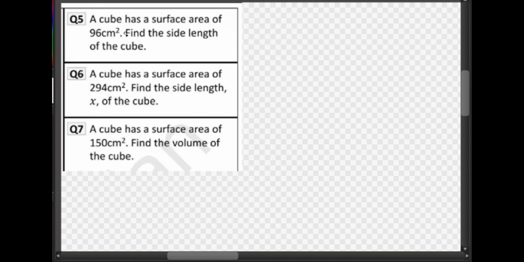Okay, now moving on to these 3 questions. A cube has a surface area of 96 cm², and we need to find the side length of the cube. So first we take 96 cm² and divide it by 6 because the cube has 6 faces. And the answer we'll get is 16 cm².